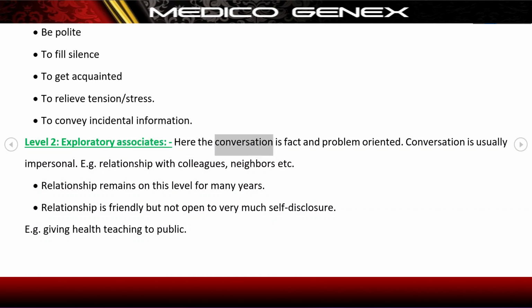Level 2, exploratory associates. Here the conversation is fact and problem-oriented. Conversation is usually impersonal, e.g., relationship with colleagues, neighbors, etc. Relationship remains on this level for many years. Relationship is friendly but not open to very much self-disclosure, e.g., giving health teaching to public.